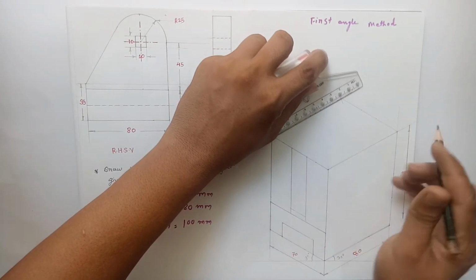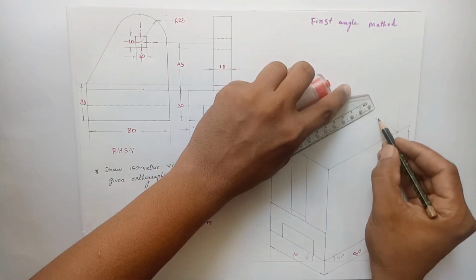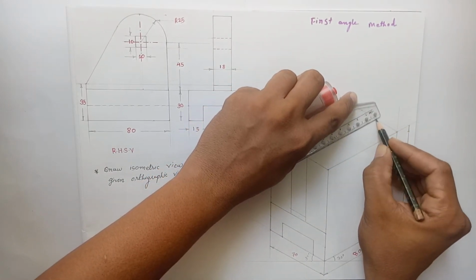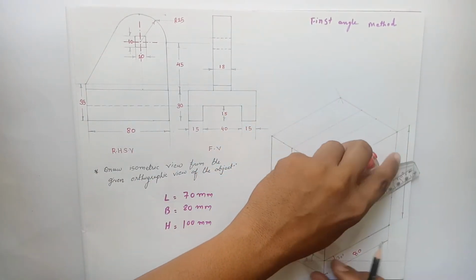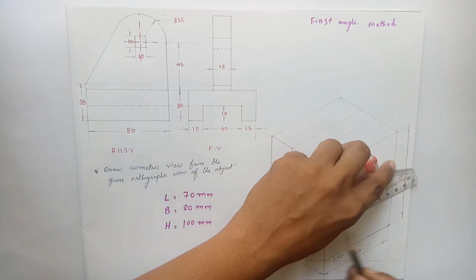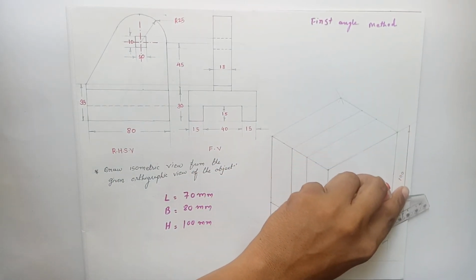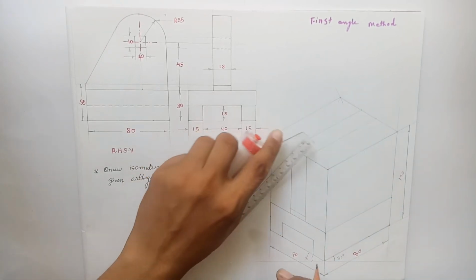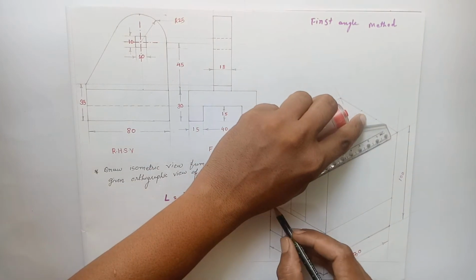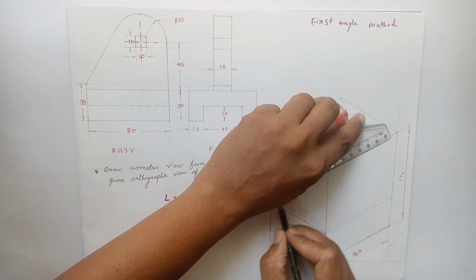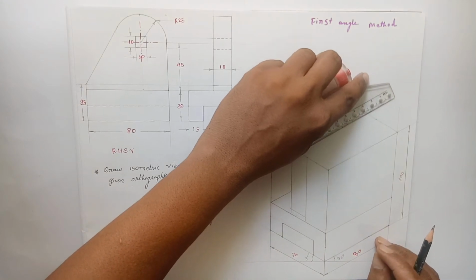So first of all project these two edges, 1 and 2, and after this particular edge, this corner parallel to this line, again parallel to this line or this line from this corner also, and one corner still remaining.